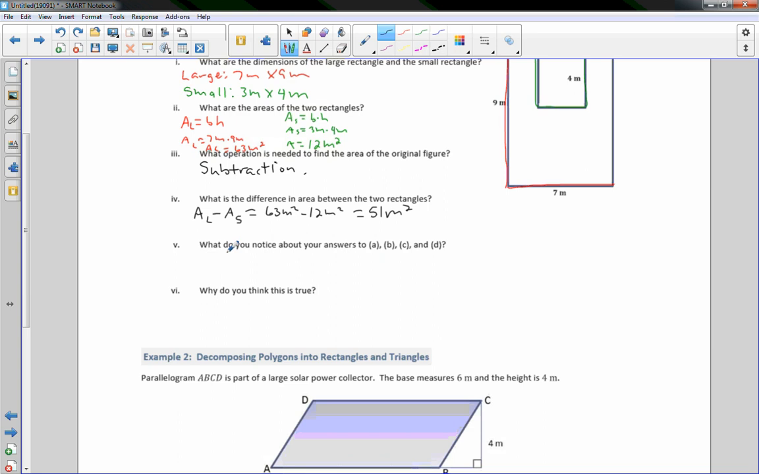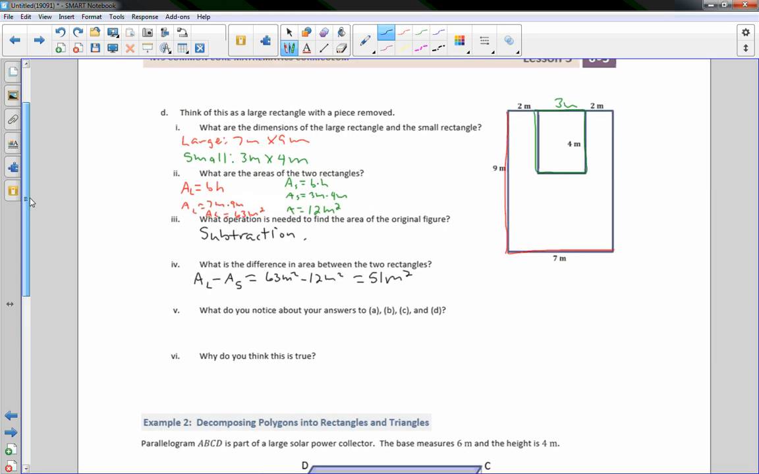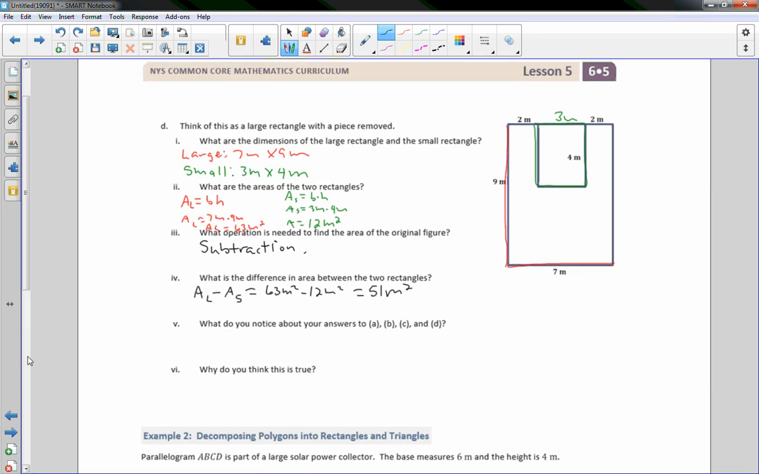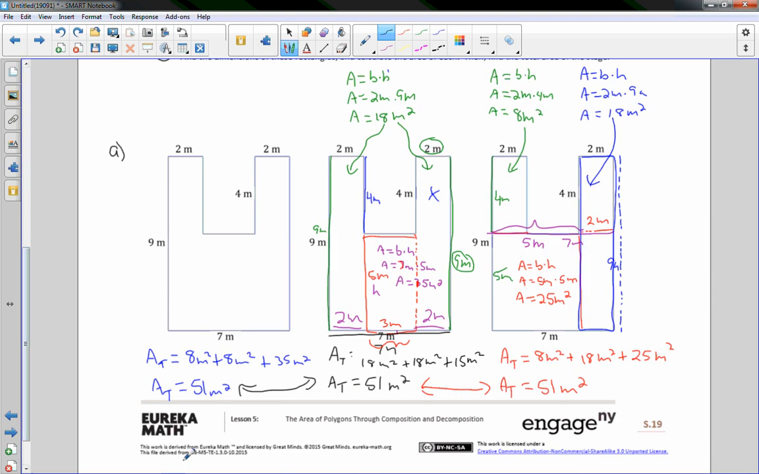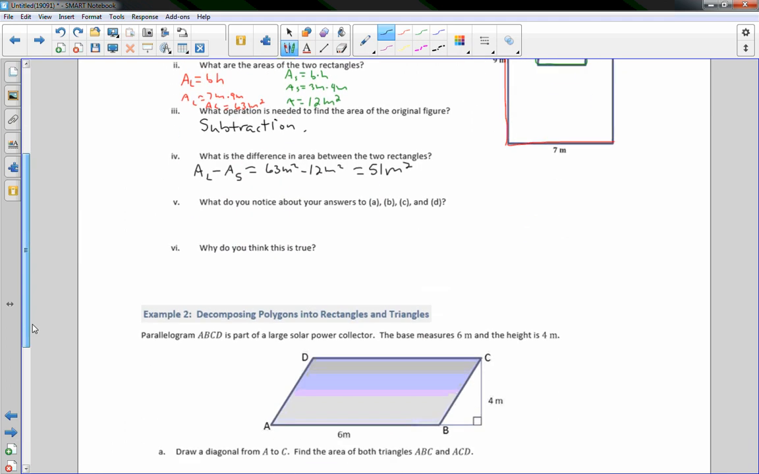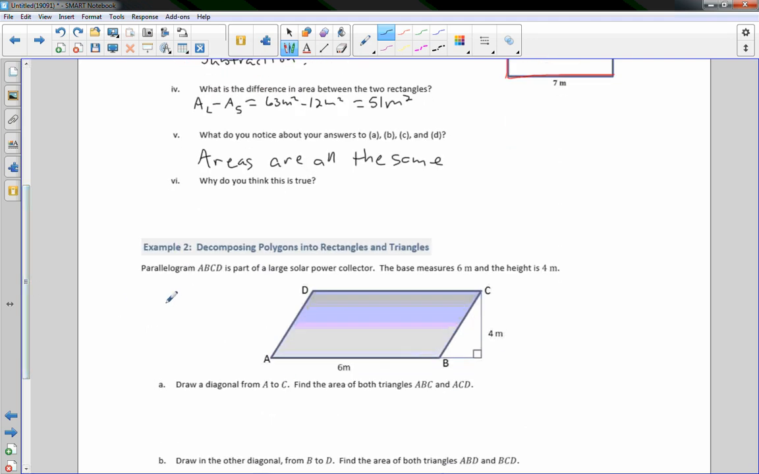It says, what do you notice about your answers to A, B, C, and D? So they're talking about the last page. The answer to A was 51 meters squared, the answer to B was 51 meters squared, and C was 51 meters squared, and now that we've done subtraction, the area is also 51 meters squared. The areas are all the same. And the reason that is true is because adding pieces that you're going to combine to make one area is going to be the same as taking a large area and subtracting the piece that was missing.